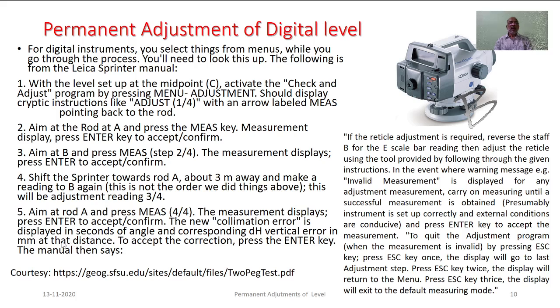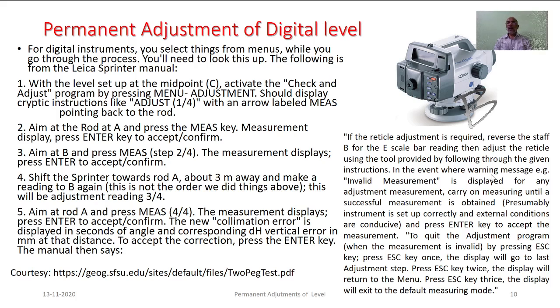The new collimation error is displayed in seconds of angle and the corresponding vertical error in millimeters at that particular distance. To accept the correction, press the enter key. So whatever we were doing manually in the case of all the other levels is being done through the inbuilt program of the digital level. Further, if reticle adjustment is required, reverse the staff B for the E scale bar reading, then adjust the reticle using the tool provided by following the given instructions.